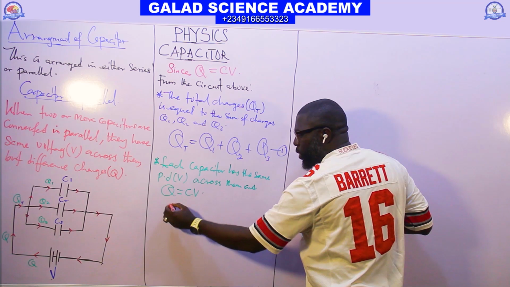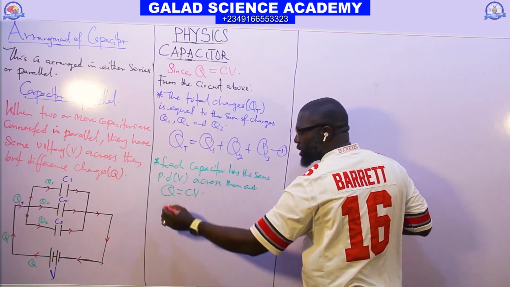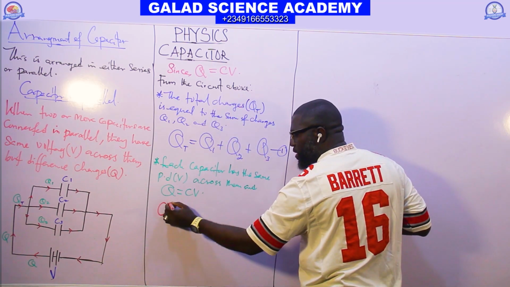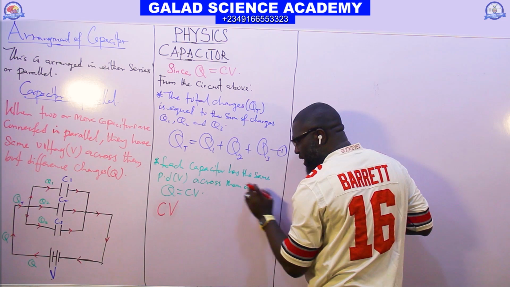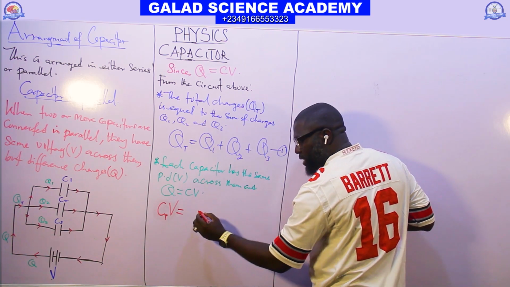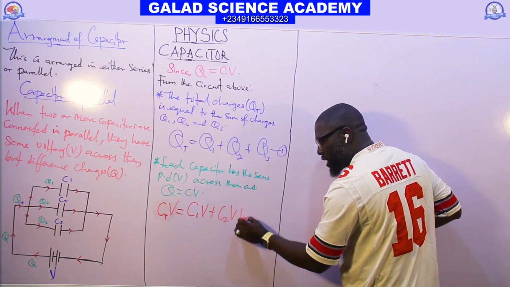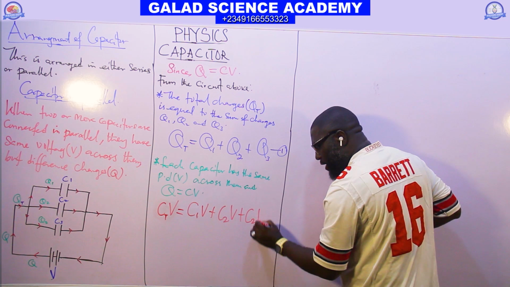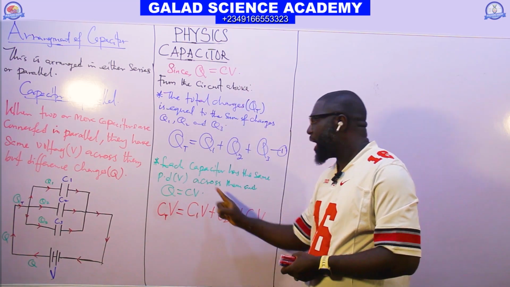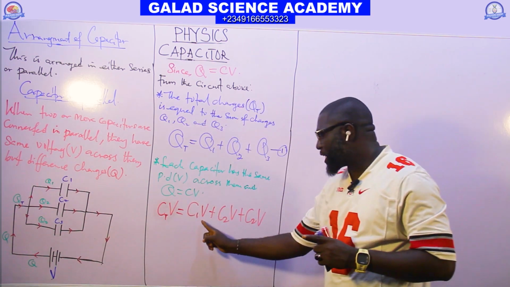Q total will change to CV, since they have the same potential difference. Q total will be equal to Q1 as C1 V, Q2 as C2 V, Q3 as C3 V. Why? Because Q is CV, and each capacitor C1, C2, C3 has the same V. That's why I write V here.